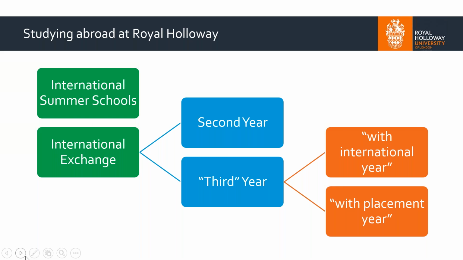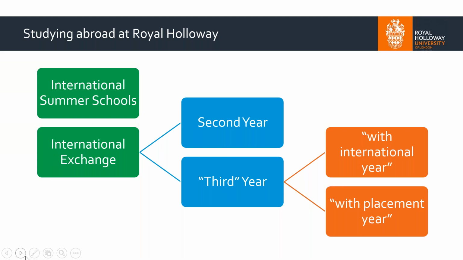So you may have heard the word Erasmus thrown around, and you may be worried that that might stop things like studying abroad, but as far as we know, there is going to be a replacement scheme in the form of what's called the Turing scheme, and so that is what we mean when we say international exchange. At Royal Holloway, you can have the option, depending on your degree, to study abroad in two different ways.